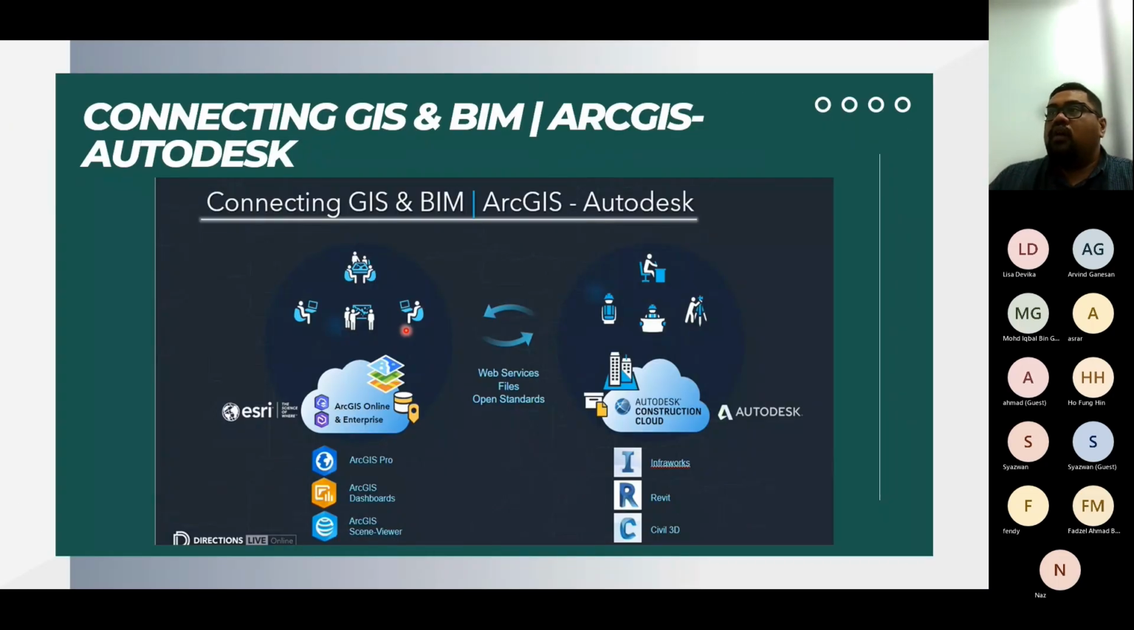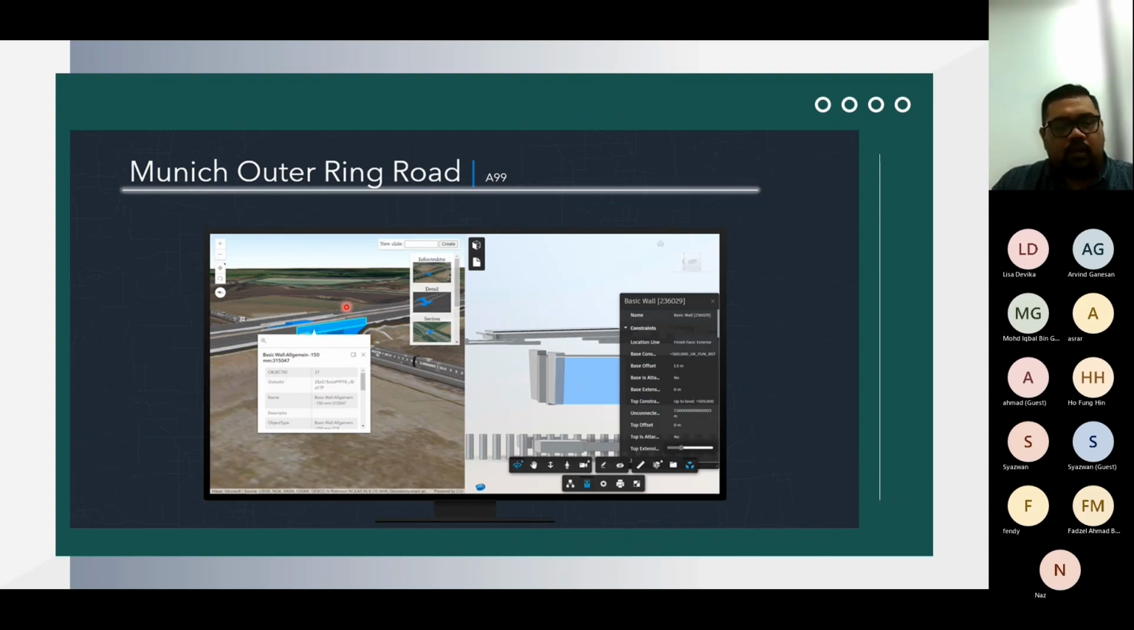Okay, so here is connecting GIS and BIM. Normally for GIS, we use the S3 product, GIS Online or Enterprise. For us, we use ACC, Autodesk Construction Cloud. Currently they have the plugin, or what we call the bridge, so that whatever model you upgrade or update will reflect in the GIS. Okay, here is a sample. I will show one of the samples.